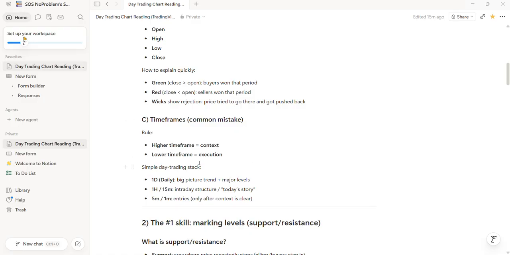Lower time frame is execution, so that's where you want to look to basically cut the head off the snake, if you will. That's when you want to execute. That's when you want to kill, because higher time frame is the setup, lower time frame is the attack.